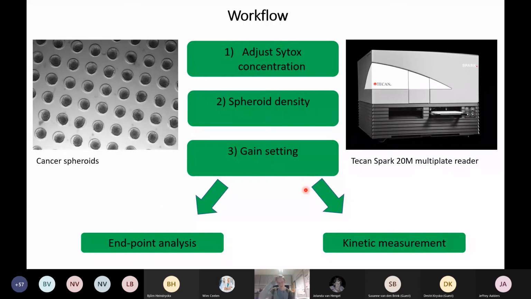So, to sum up the assay, first 3 optimization steps are required, which are to adjust the cytox concentration, to optimize the spheroid density per well, and to determine the best gain settings. Luckily, these 3 experiments can be performed quite fast, and afterwards the assay is ready either for endpoint analysis or for kinetic measurements of cell death.